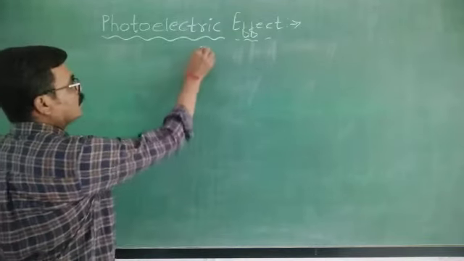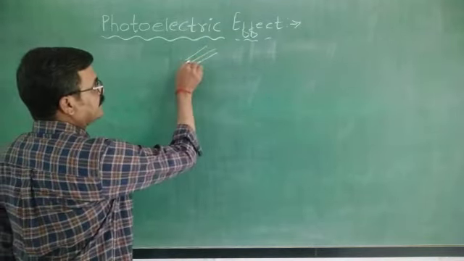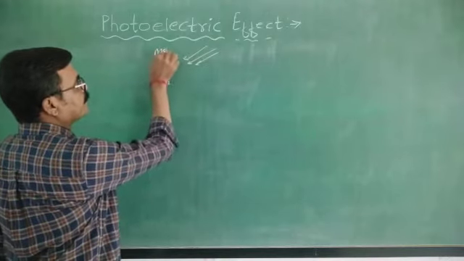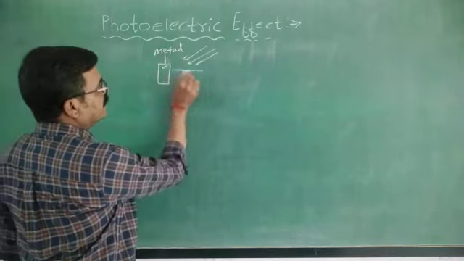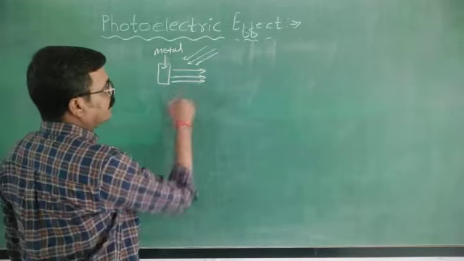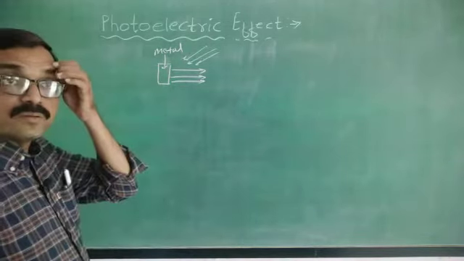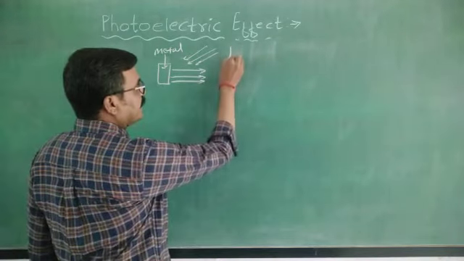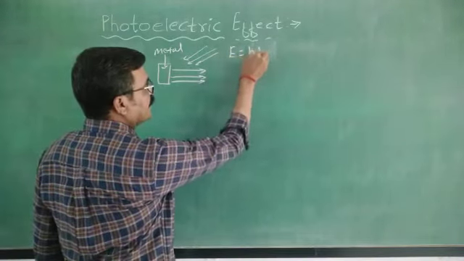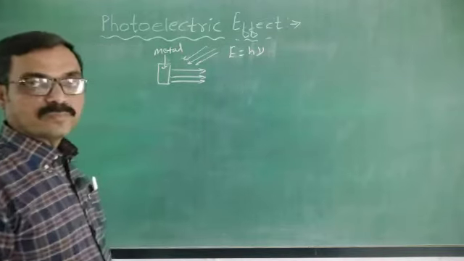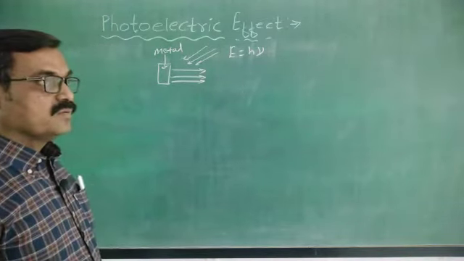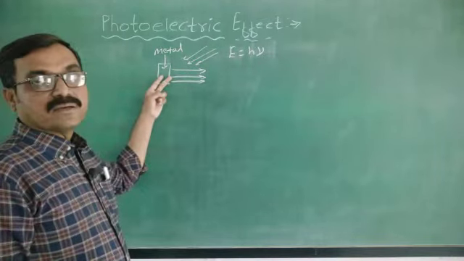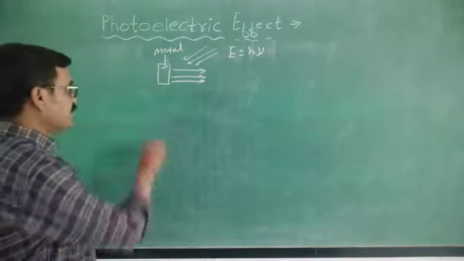Now you know, when this light is incident on this metal surface, then electrons are ejected in the evacuated glass tube. Okay. Now suppose this incident light has energy h nu. Now this energy is utilized for two purposes by this metal.